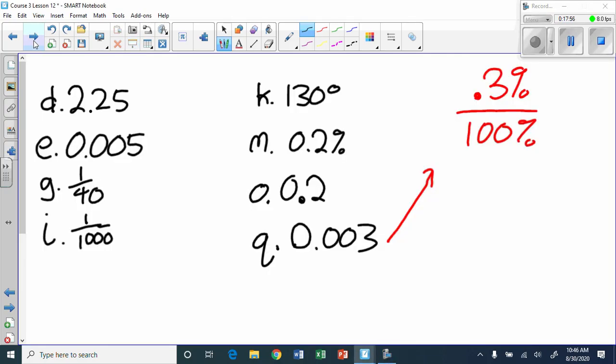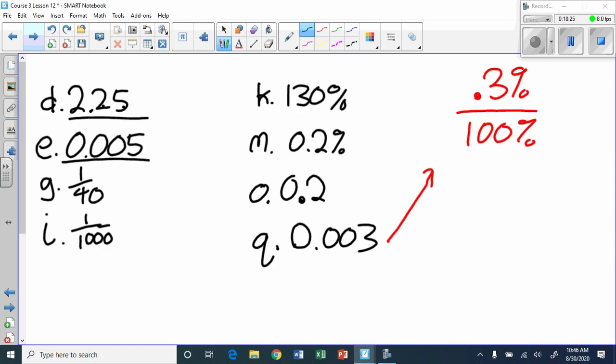So let's take a look at what you've got. D, 2.25, 2 and 25 hundredths. 0.005 for E, tenths, hundredths, thousandths, 5 thousandths. G is 1 over 40. J is 1 over 1,000. K appears to be 130%.